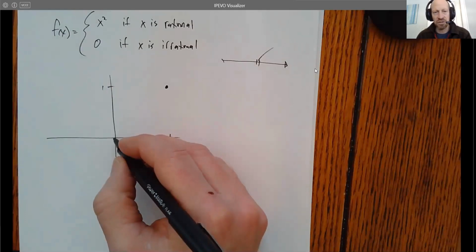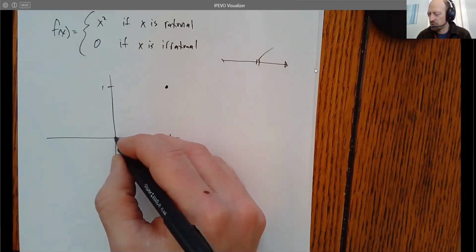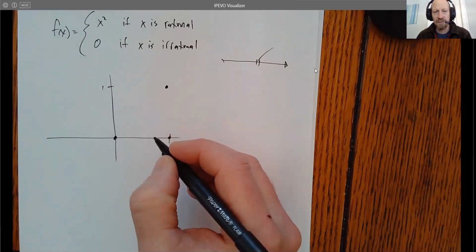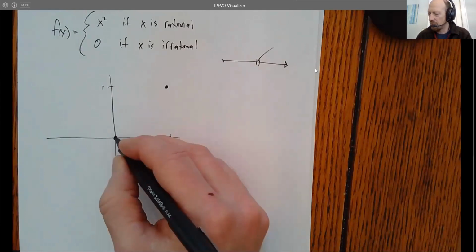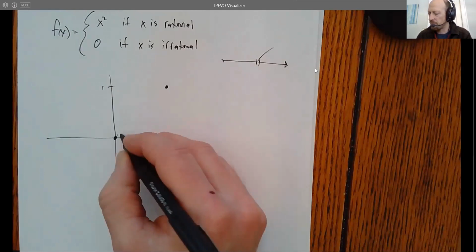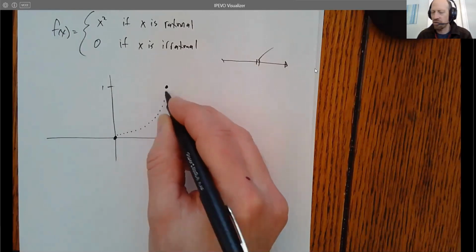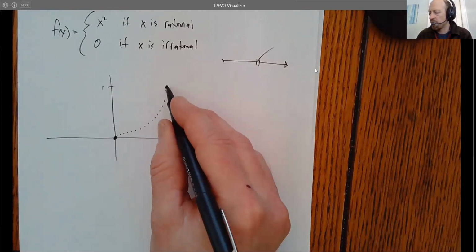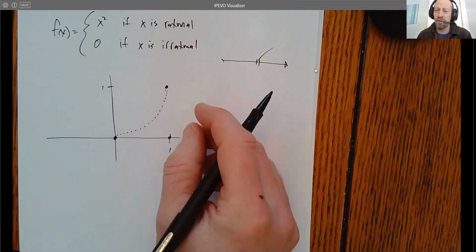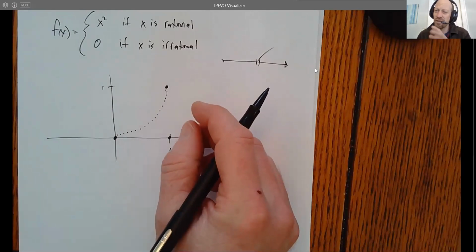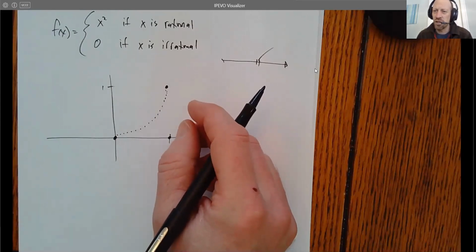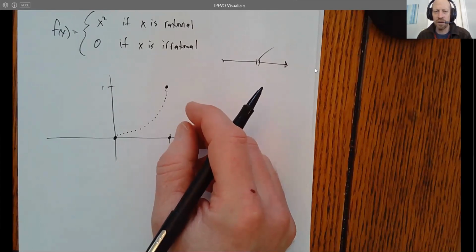0 is a rational number, so 0 squared is right there. And as I pick out more and more rational numbers, what we would get is this part of the parabola. I'm drawing dots, even though there are infinitely many of them, to show that it's kind of jittery or perforated.